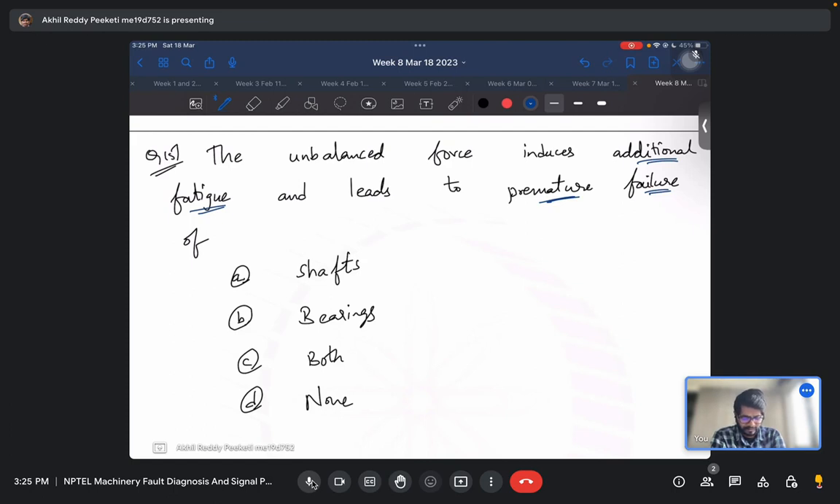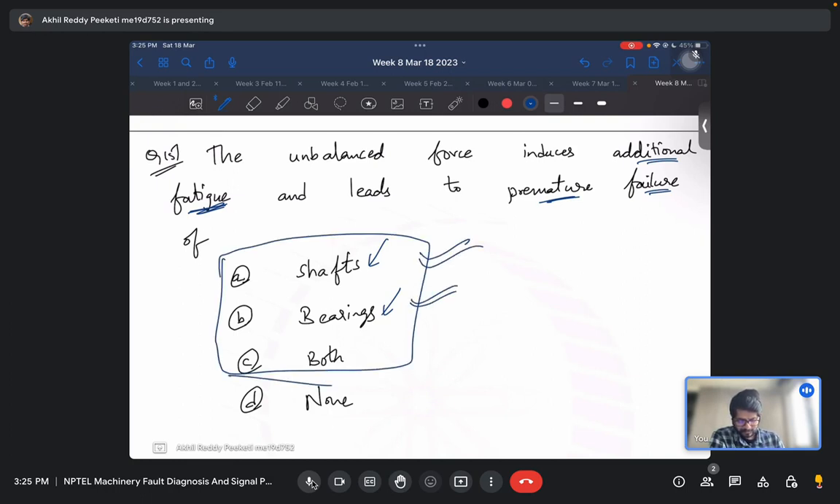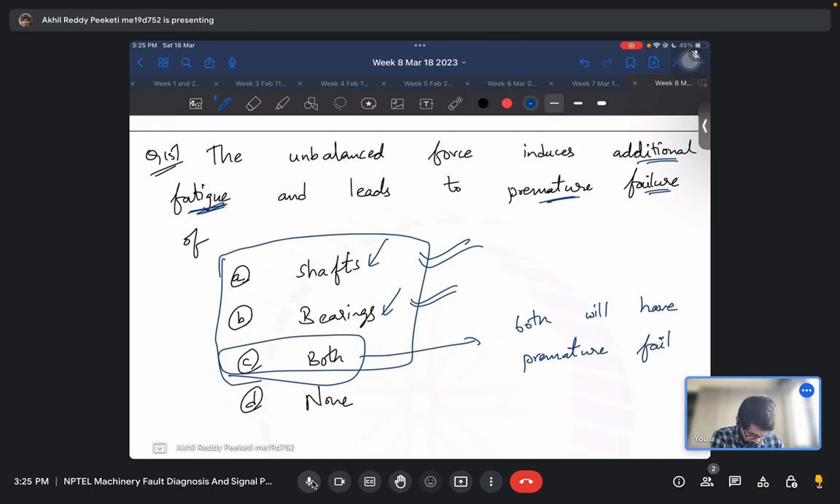So the additional fatigue can actually lead to, because these additional forces will be on both shafts and bearings, both of them will fail. Okay, so the answer is both. Both shafts and bearings, as these unbalanced forces will be acting upon both of these.